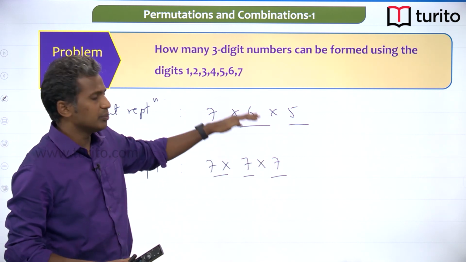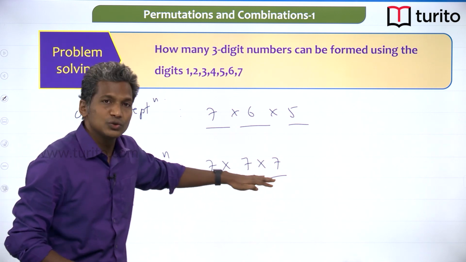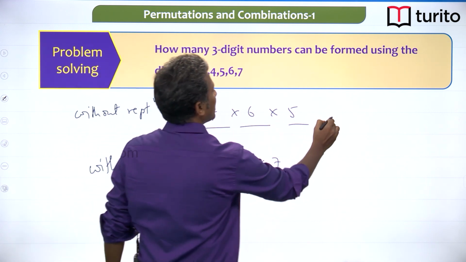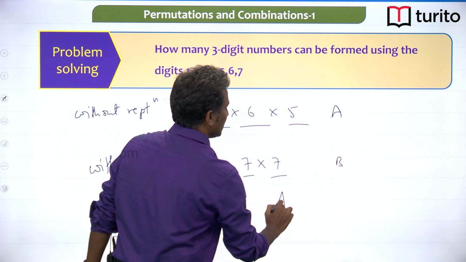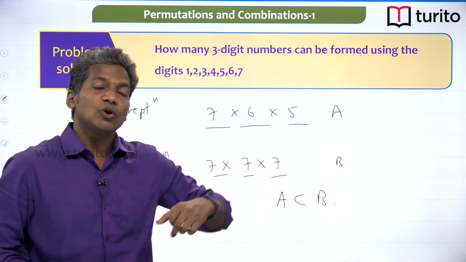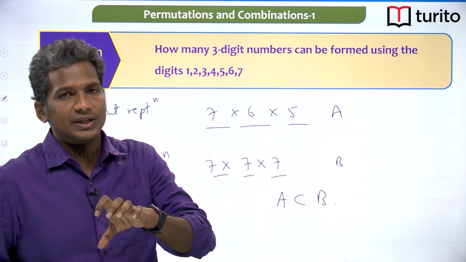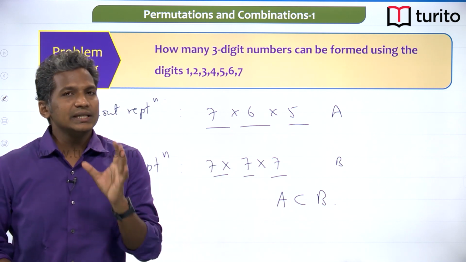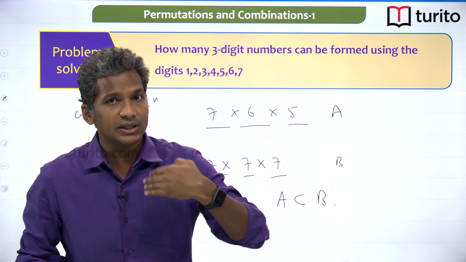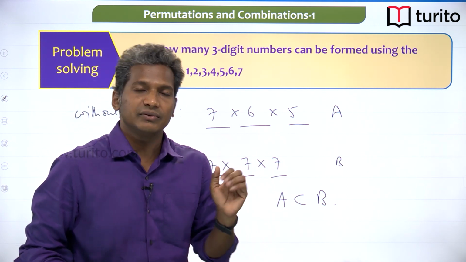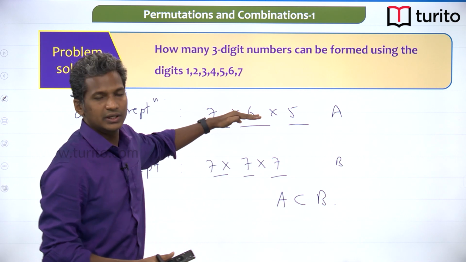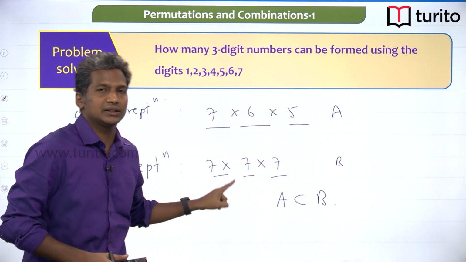Now, if you look at these two numbers, this number is the superset and this number is the subset. If you name this as A, and this as B, we can always say that A is a subset of B. So, when we count with repetition, it also counts all the numbers without repetition. But in general, when you are forming a number, by default you have to assume that repetition is allowed unless it is mentioned in the question. If the question mentions that you want it without repetition, then go for the first one, otherwise this is your default answer.